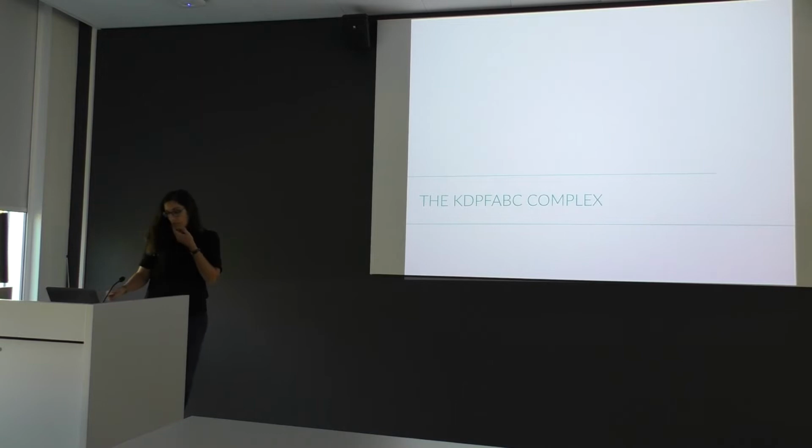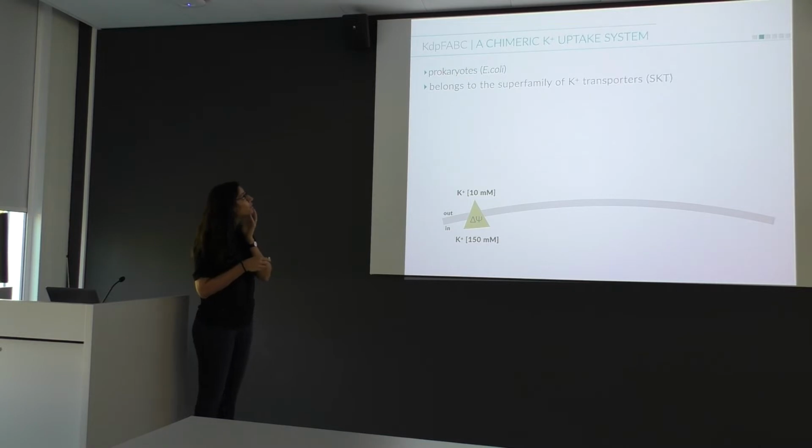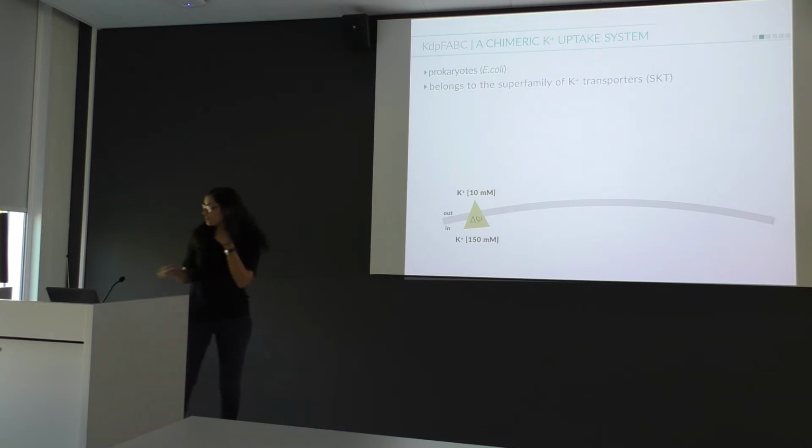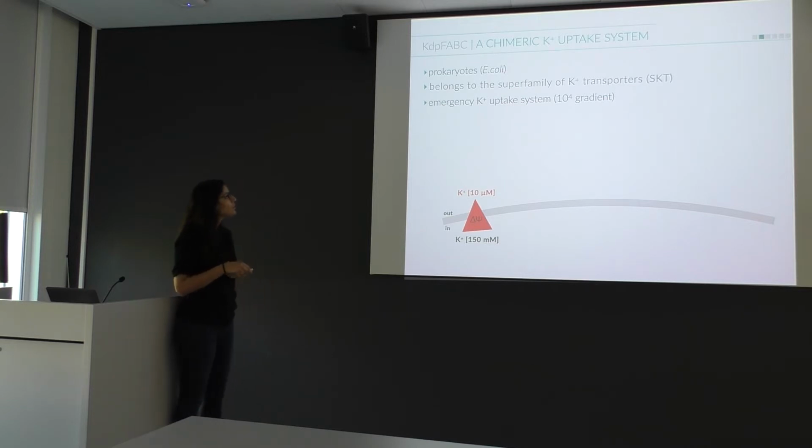So where does KDP-FABC now come into play? I told you already that it belongs to a very small family, only found in prokaryotes. In terms of function, it belongs to the superfamily of potassium transporters, SKT. What is perhaps also very striking is that it's normally not expressed. It's really only expressed in emergency situations, as a survival machine, because you have other SKT transporters which normally take up the potassium in the cells. But if the gradient drops so dramatically that the other transporters are no longer capable of pumping potassium inside the cell, this is really where KDP-FABC becomes expressed.